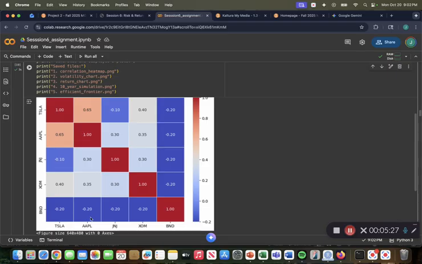So Apple to Apple correlation obviously will be 1 because it's the same. And then the rest of them are pretty in the middle, positive, and then we get some negatives here. All of the stocks with the bond are negative because when stocks go down, bonds go up.